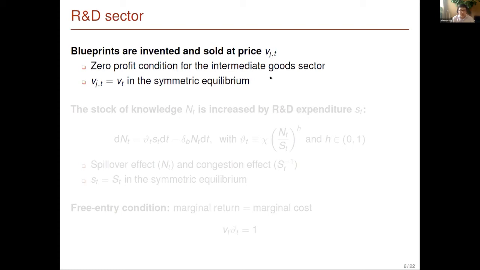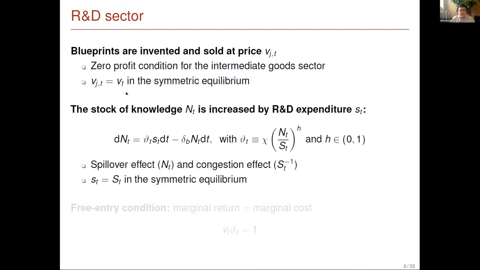In other words, they capture all these profits, the value added by the blueprints. We also assume the R&D firms are homogeneous, so in the symmetric equilibrium, the value of each blueprint will be identical to the others, all equal to this.